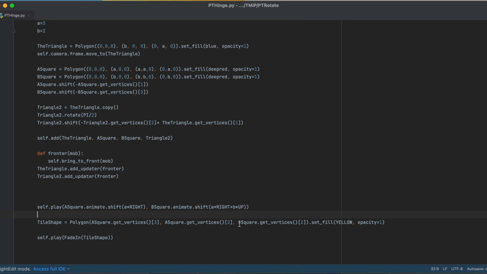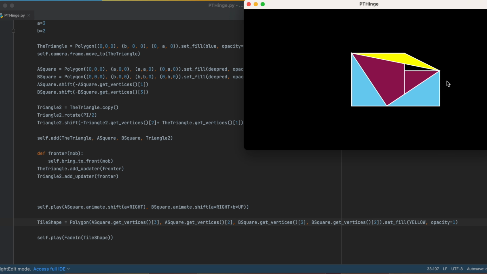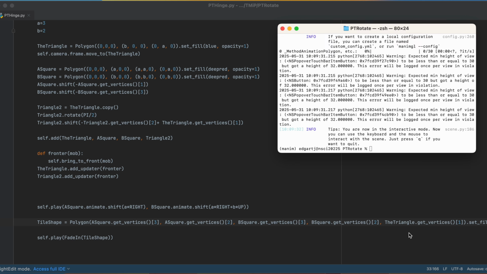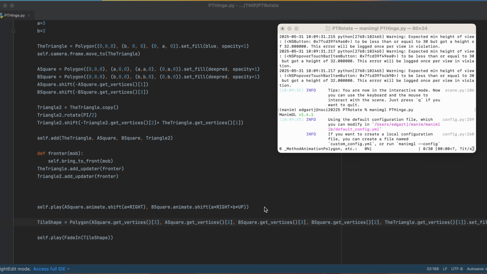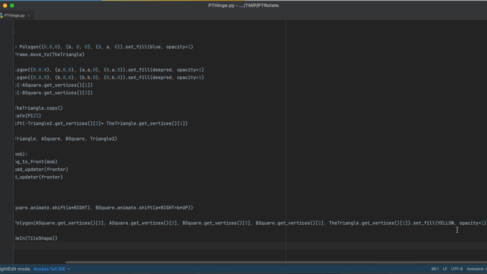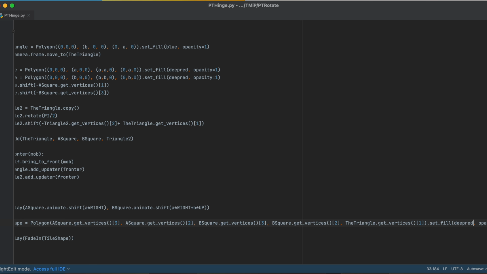Okay, good. I want to go to that B square. All right, finally back on track here. B square 3, B square 2. And then I have to get down to this right here, and this vertex right here should be the triangle's vertex, get vertices, and that should be the first vertex. So if we're lucky when we fade this in, it should fade in yellow. Perfect. It fades in just like that. I no longer need it yellow. I'm going to go back to deep red.